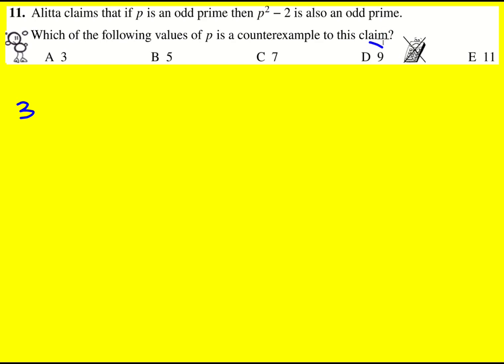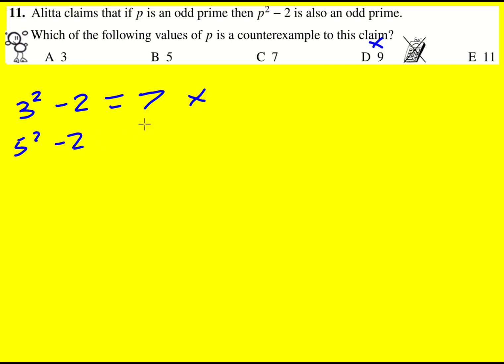Actually, no, they're not. This one is not. So we can rule that one out straight away because 9 is not an odd prime because it's 3 times 3. Okay, so 3 squared minus 2 is going to be 9 minus 2. It's going to be 7. Right, that is actually an odd prime, so it's not a counterexample.